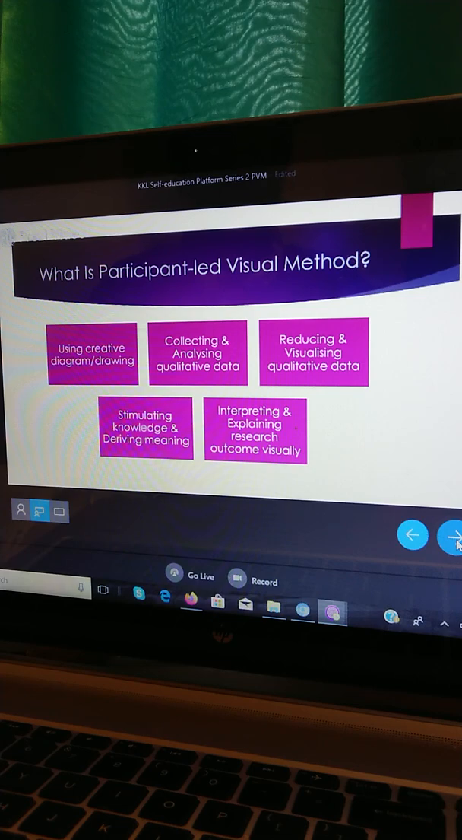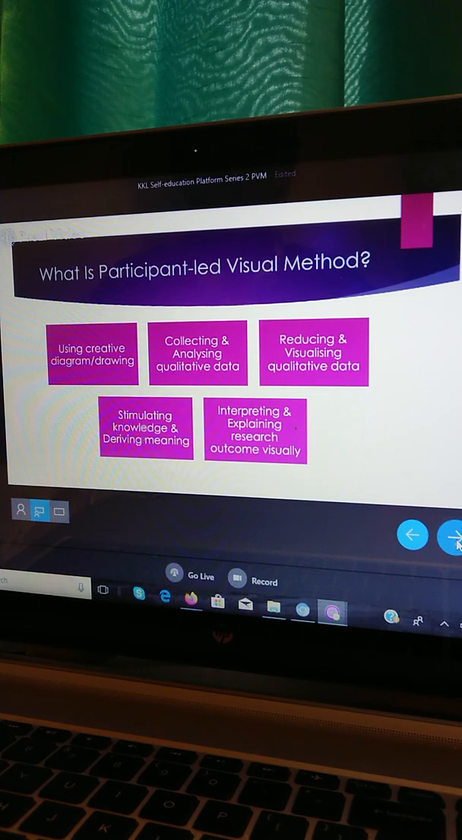Also, you can use it to stimulate knowledge. What do I mean by stimulate knowledge? Let me briefly point to that, because we're going to look at each of these elements in the next slide. You can use it to stimulate knowledge in terms of your research participant trying to get to the bottom of your topic, to get to the roots of the detail of the information, to help you gain insight from their expertise.